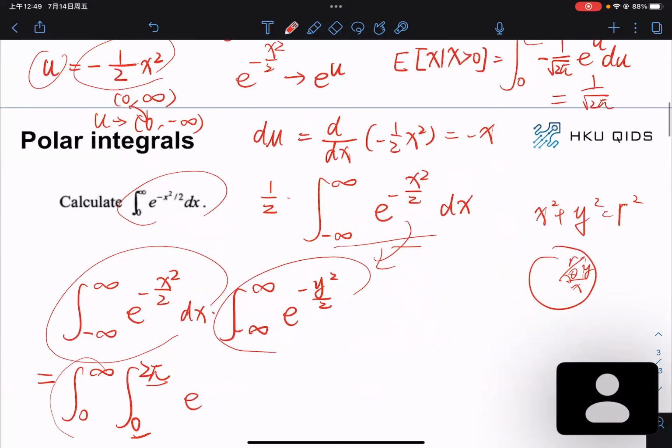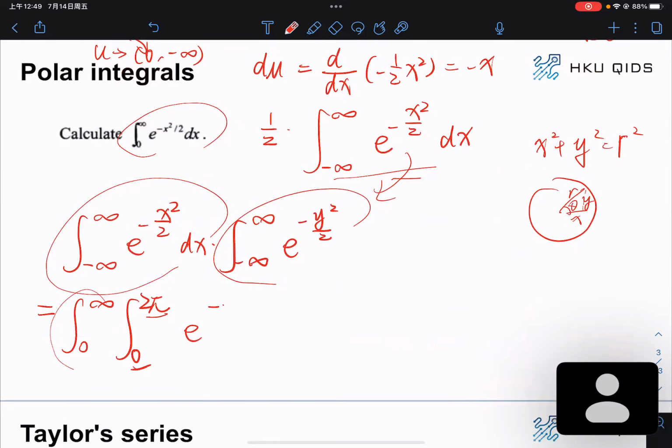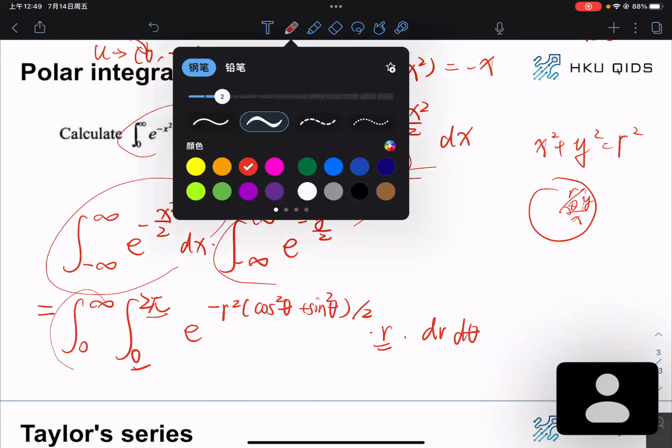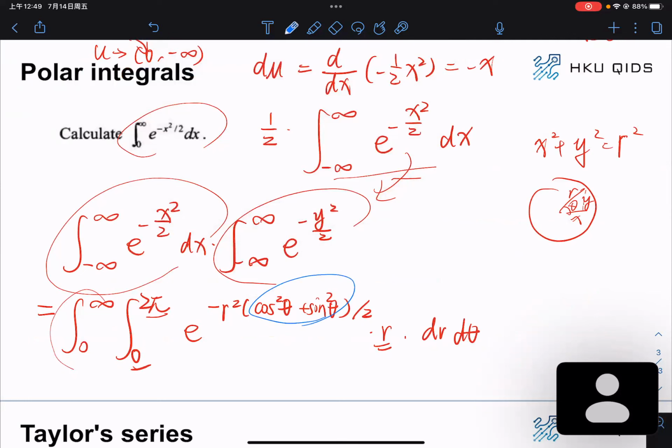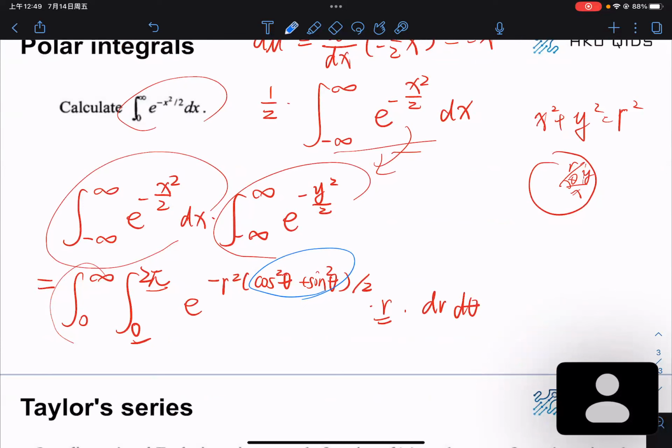So we have changed that by using the formula here. It is going to be negative r squared times cosine squared theta plus sine squared theta, divided by 2, and multiplied by r, remember that, dr d theta. And if you apply some middle school math knowledge, we know that this is equal to 1. So actually, this part is going to be e to the negative r squared over 2, right?